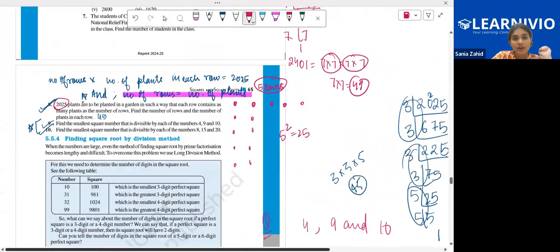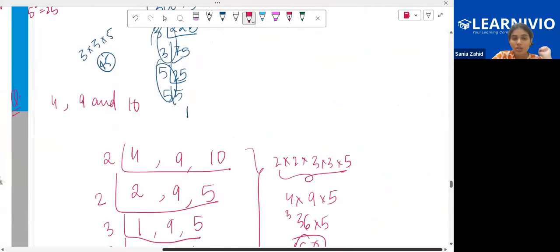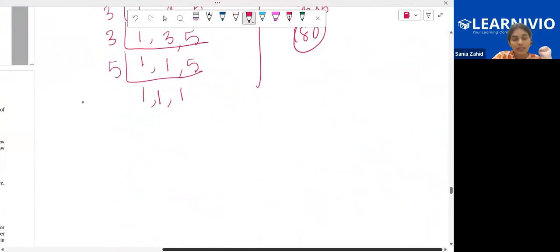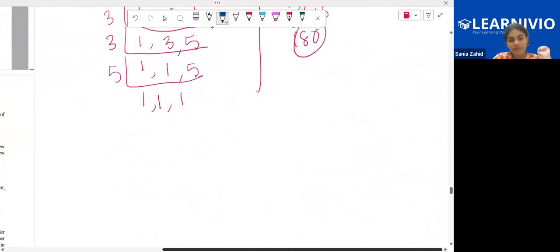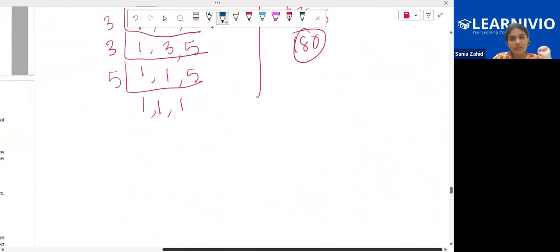See, what was the question? Find a square number. Now 180 is not a square number. So how can I convert 180 into a square number? Tell me. How will I convert 180 into a square number?